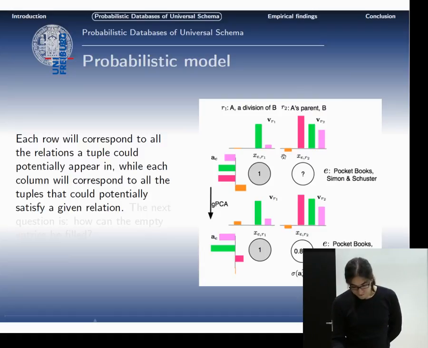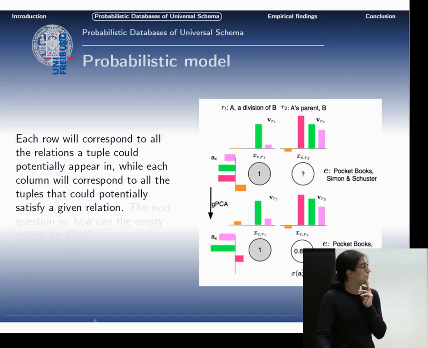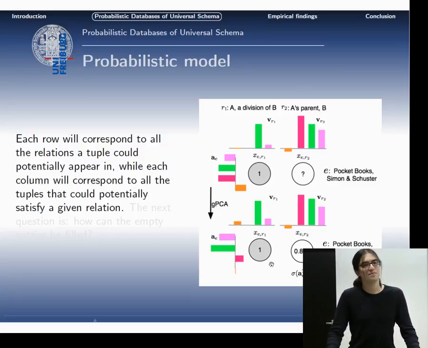And of course, the first row is the initial state of our matrix, and the second row corresponds to what we might expect once we applied the PCA method to this matrix and derived a posterior probability, which in this case is 0.8 for this entity tuple relation fact. Sorry, I got confused. Okay, thank you.